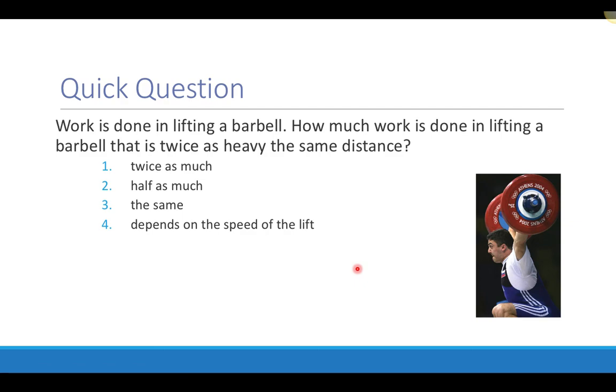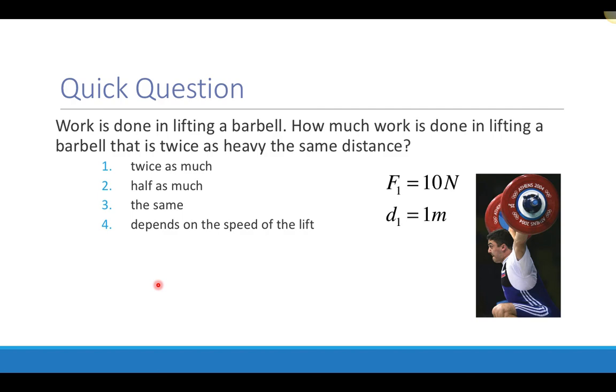So oftentimes you see these questions where, what happens if you change one of the variables? What's the end result of another quantity? So here we have work is done in lifting a barbell. How much work is done in lifting a barbell that is twice as heavy, but lifting at the same distance? One of the ways that we can approach this is to just give some initial values to the weight of the barbell and also to the distance.